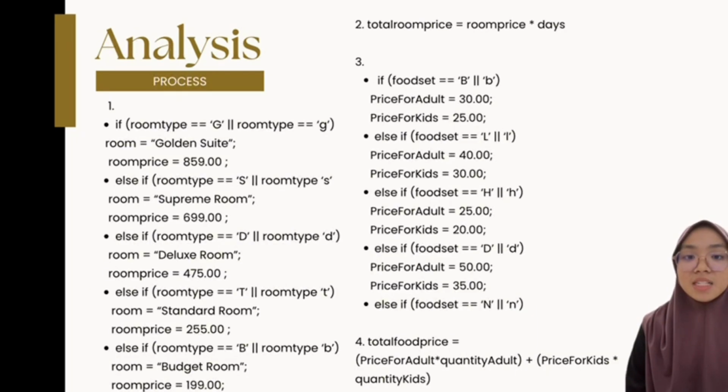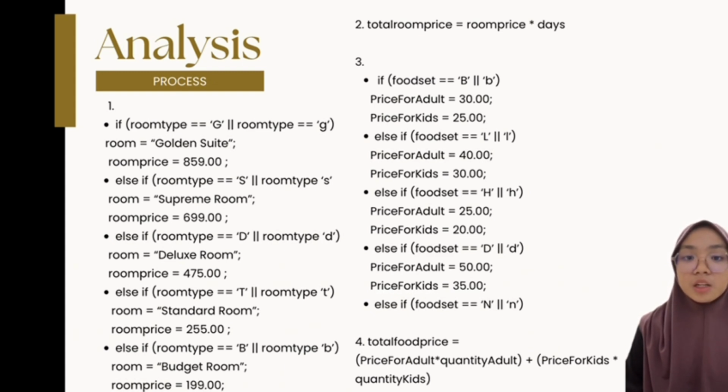Next is process. Process is the second important part, to process the data from the customer using logical steps. In the process part, the program calculates the total room price based on the room type selected by the customer, such as if room type is equal to G, then the name of the room is Golden Suite and the room price is RM859. Else if room type is equal to S, then the name of the room is Supreme Room and the room price is RM699.